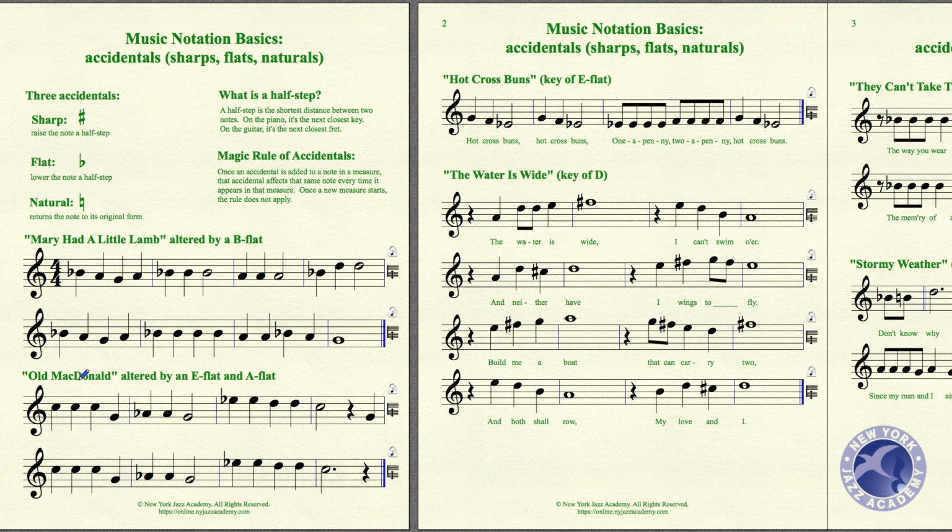Let's look at Old MacDonald, because Old MacDonald gets altered by two flats also. So the first one that shows up in Old MacDonald is A flat right here. The thing is, it's not just going to affect the first A, it's going to affect both A's because of the magic rule. That is not a technical term. You're not going to find that in the Harvard Dictionary of Music. I just like calling it the magic rule. And over here, the E flat is also affecting both E's in a row. So let's hear Old MacDonald from the beginning.